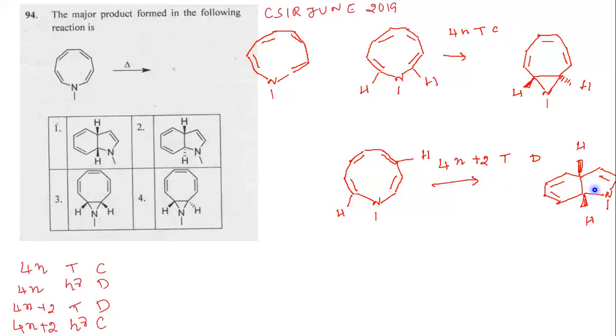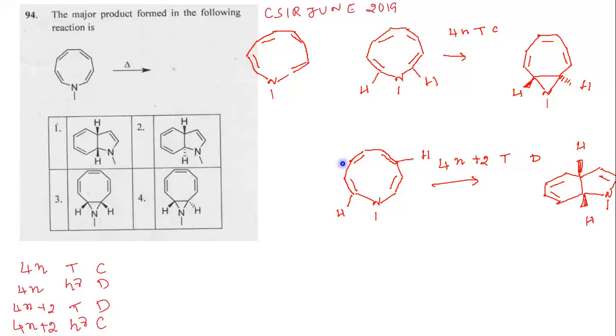So the answer for this question is the first one. Why we did not go with the other is that we cannot fuse a small ring in a trans fashion. Though it is allowed by the symmetry rules, a trans-fused system with a small cyclic ring is not stable. So the answer for this is 1. That is all about these reactions from pericyclic reactions.